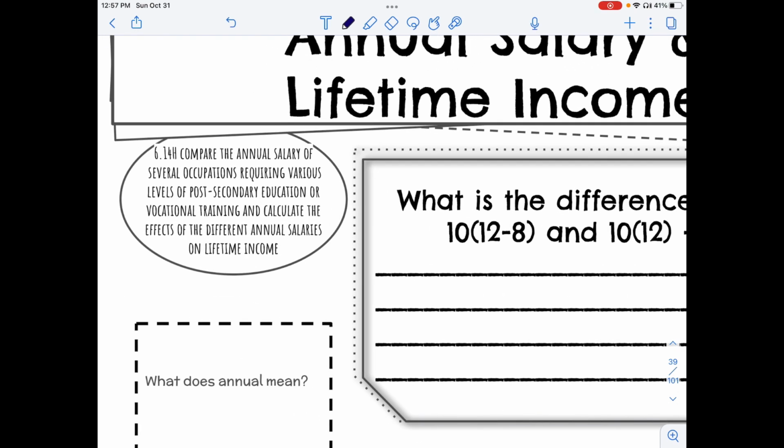Your standard today is 6.14H. Compare the annual salary of several occupations requiring various levels of post-secondary education or vocational training and calculate the effects of different annual salaries on lifetime income.